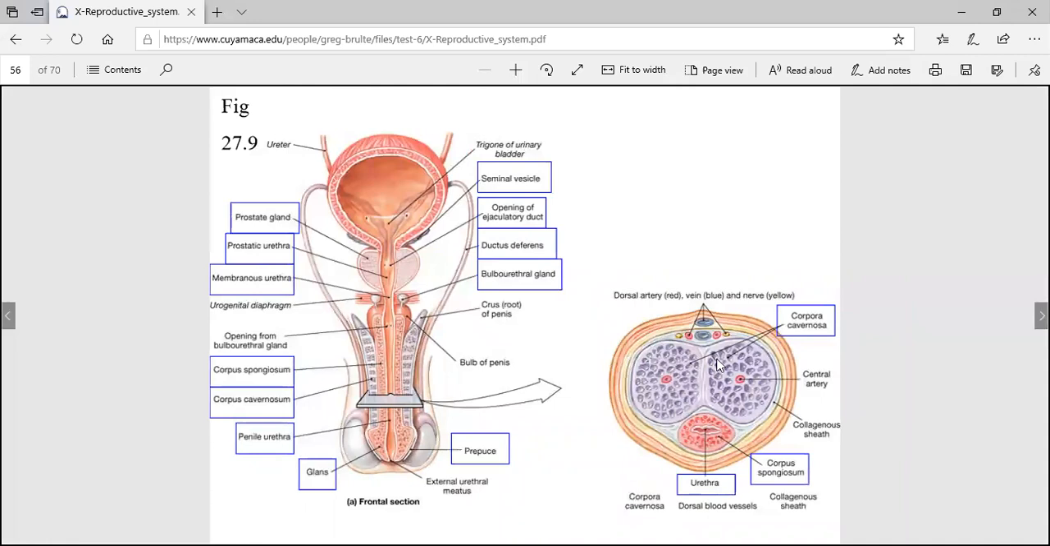There's your corpora cavernosa, corpus spongiosum, and then there's your urethra. I have a slide. I'll put that up for you on a review of a real crosscut, and you can see pretty much all of this. There's prepuce that we talked about. There's a glans. Don't put a D on it. Glans, right? There's your external urethral meatus, a little opening there.